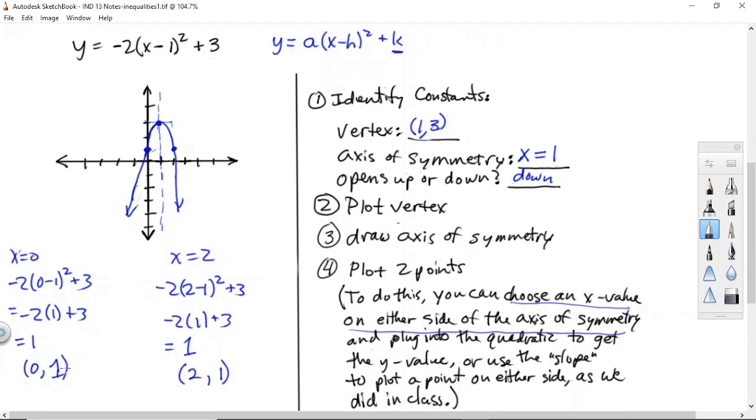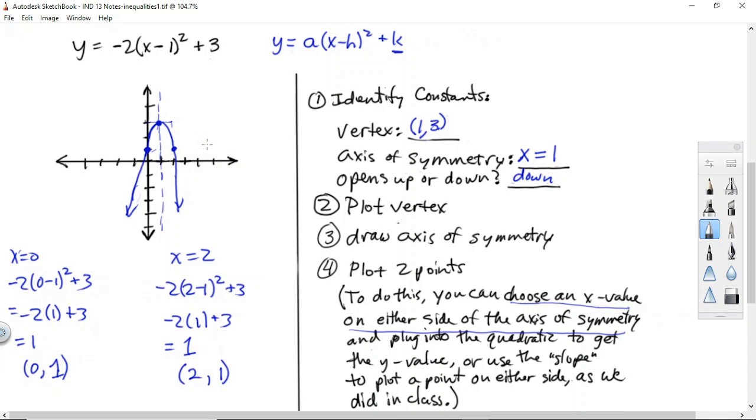So we have 0, 1, and 2, 1. And if we look at those, yeah, those are the points we already had, right? We got those same points the other method. Here we go. 0, 1 is this one. And 2 comma 1 is that one.